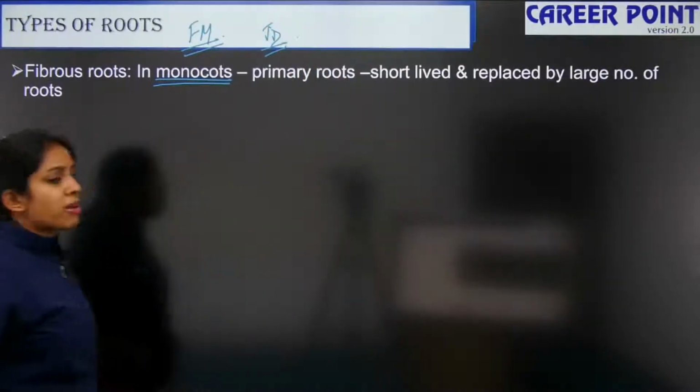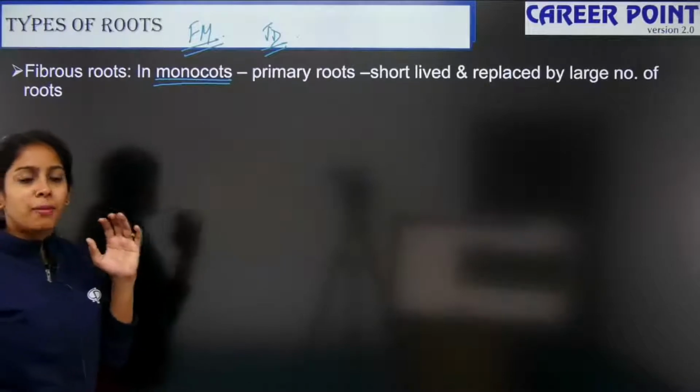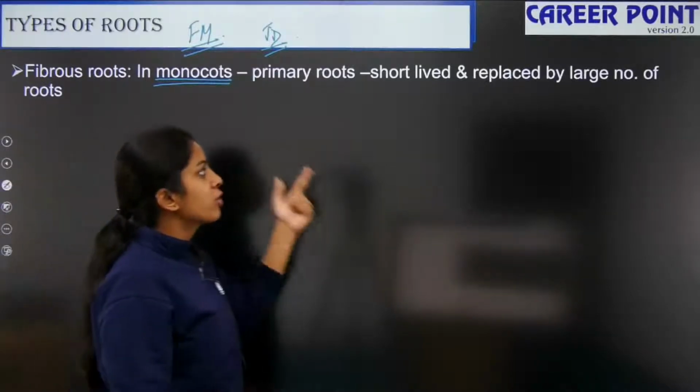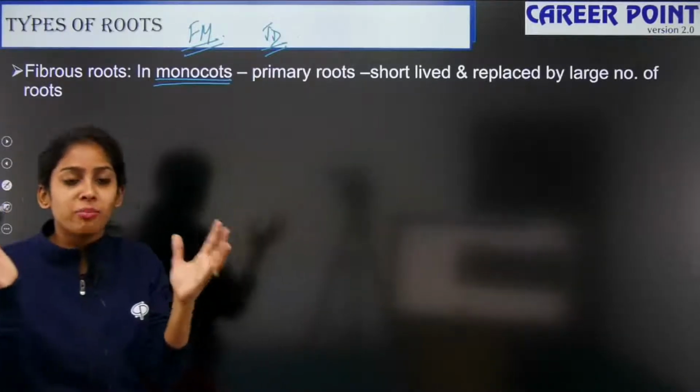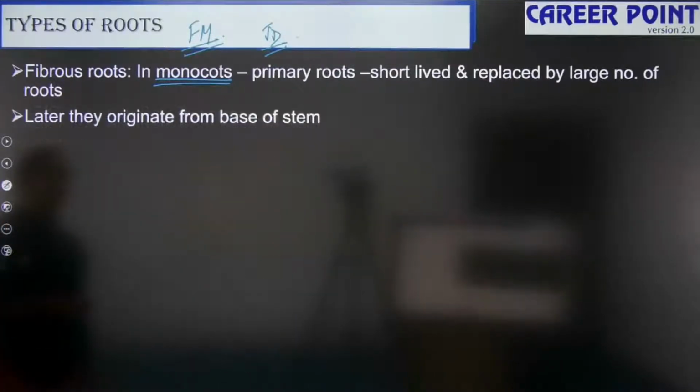The primary roots in case of monocots are pretty short-lived, and they are replaced by a large number or a bunch of roots. These are known as fibrous roots. These roots originate from the base of the stem.